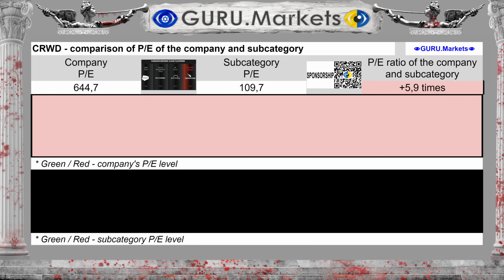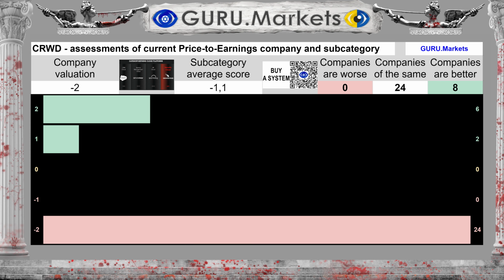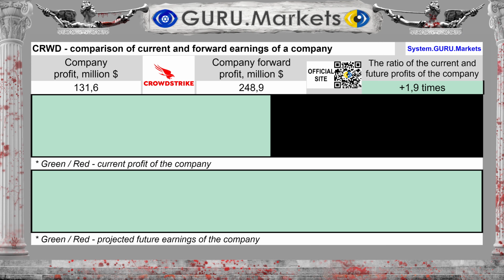The ratio of the company's stock price to its profit is 644.7. With an average for the subcategory of 109.7, this is 83% higher than the average for the subcategory. Assessment of the company's market value to profit indicators in comparison with companies in the subcategory. Very bad, -2 points. Profit for the last 12 months was $132 million.